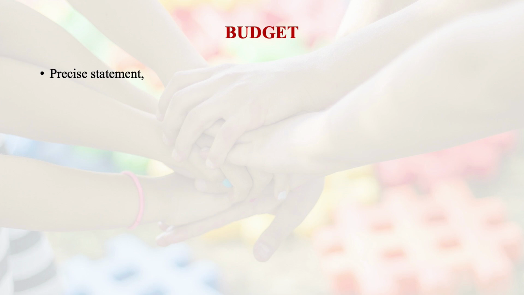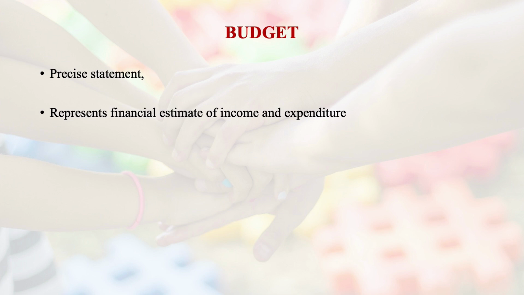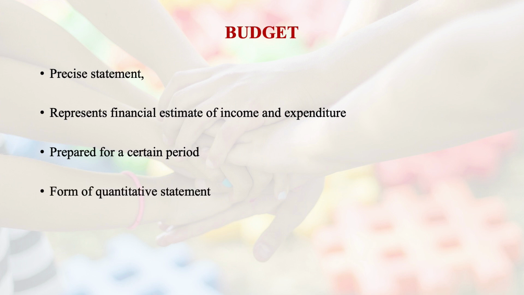We have seen that when we talk about a budget, it is a kind of precise statement, and it represents different financial estimates of income and expenditure, and it is prepared for a certain period of time. It is a kind of quantitative statement of the estimates of future revenues and expenditure. All this we have studied in the previous session.